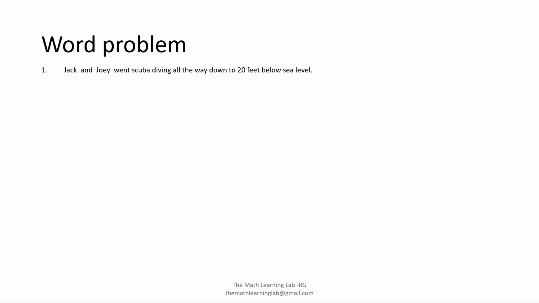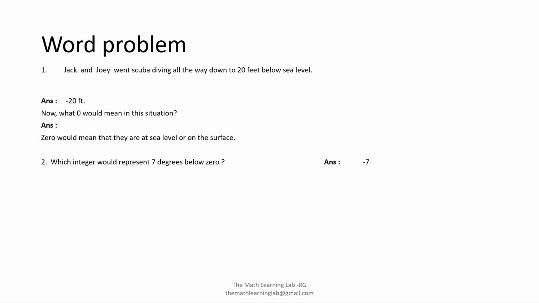Here is a word problem to try out. Jake and Joey went scuba diving all the way down to 20 feet below sea level. Which integer can be represented by this situation? It is -20. Another question: what would 0 mean in this situation? 0 would mean that they are at sea level on the surface.